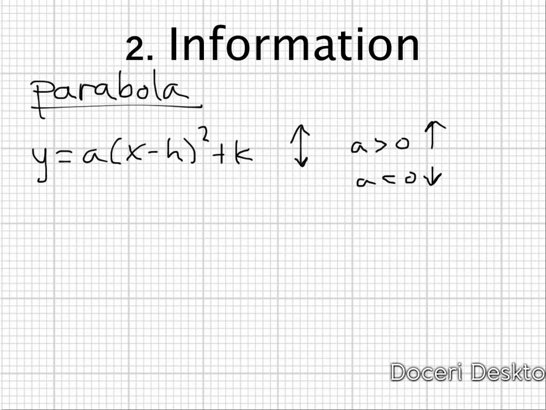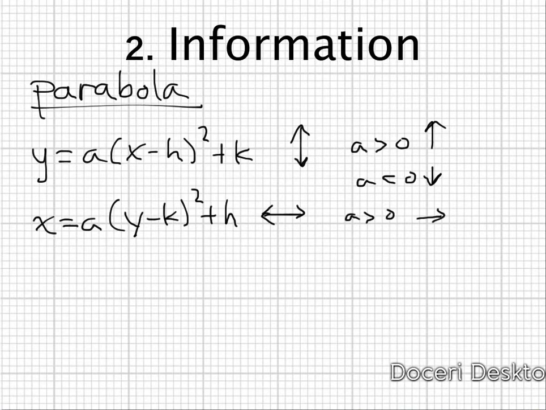The other option is if x equals a times (y minus k) squared plus h, that's going to go left to right. And again, if a is positive, we will open to the right. If a is negative, we will open to the left. So that's the equation for a parabola, the standard form of the equation.